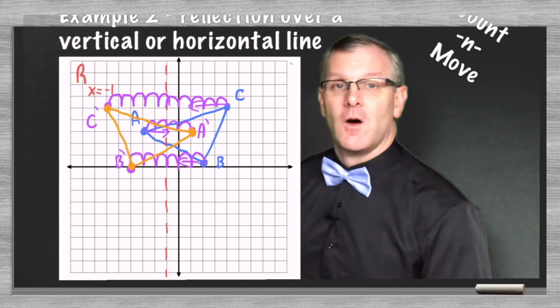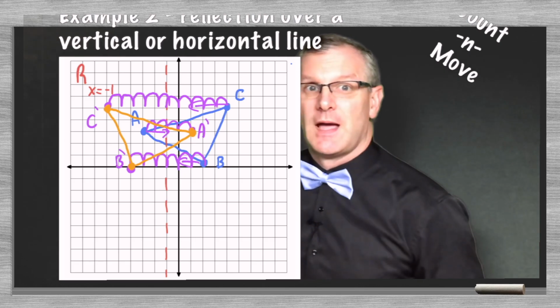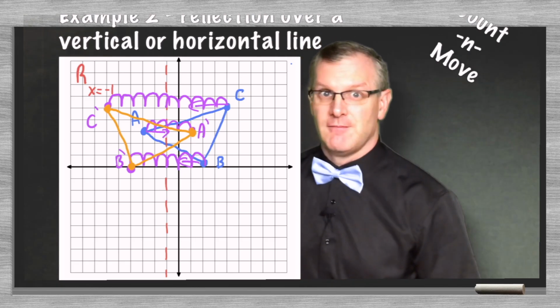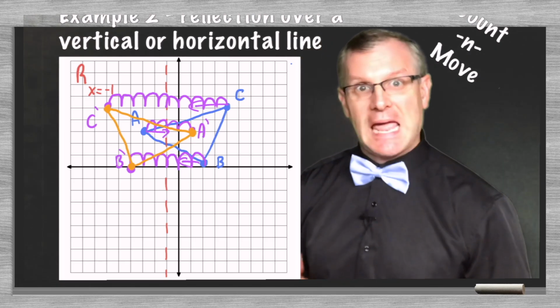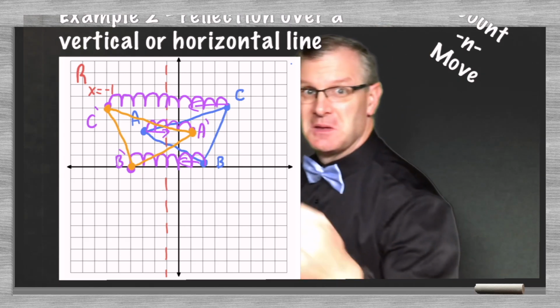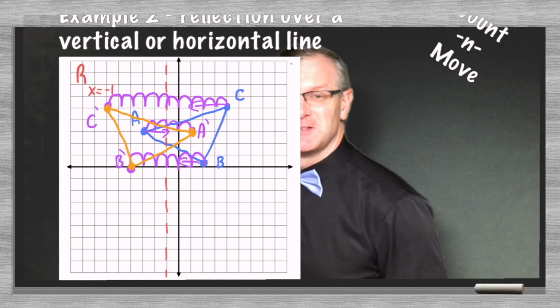When you're reflecting over a line that's not an x-axis or a y-axis, you don't exactly have a mapping that works every time. But count and move works.